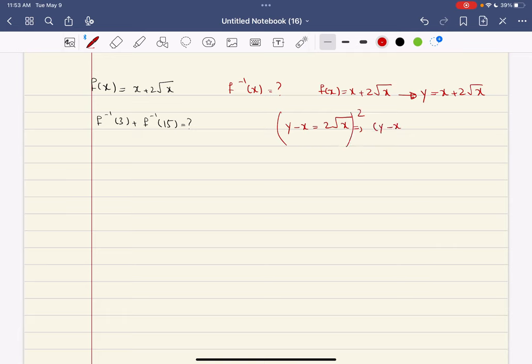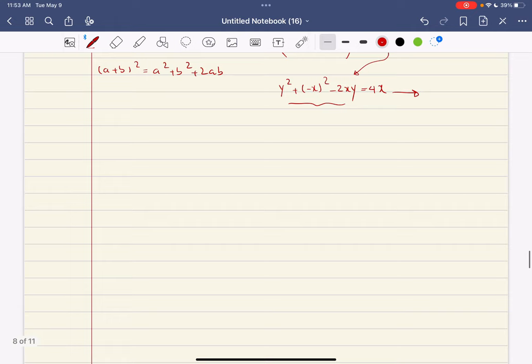So it would be (y minus x) to the power of 2 equals 2 root x times 2 root x, which would be 4x. So this part would be y to the power of 2 plus negative x to the power of 2 minus 2xy equals 4x. How? Based on this formula. So this is y to the power of 2, negative x to the power of 2 is positive x to the power of 2, minus 2xy equals 4x.